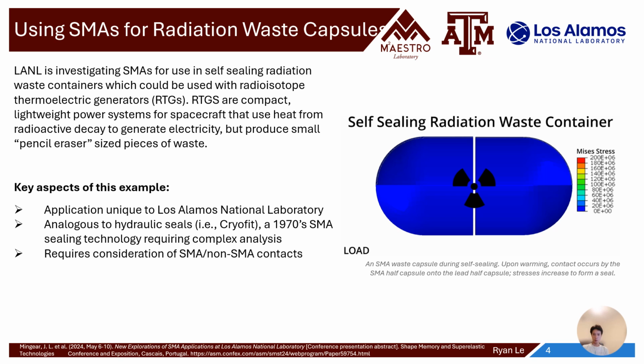The next example we're going to be looking at is self-sealing radiation waste containers. So Los Alamos is investigating the use of SMAs for these self-sealing radiation waste capsules, which will hopefully be used with radioisotope thermoelectric generators, or RTGs. RTGs are lightweight power systems for spacecraft that use heat from radioactive decay to generate electricity, but they produce small pencil eraser-sized pieces of waste. Thankfully, these capsules have the potential to seal the waste away.